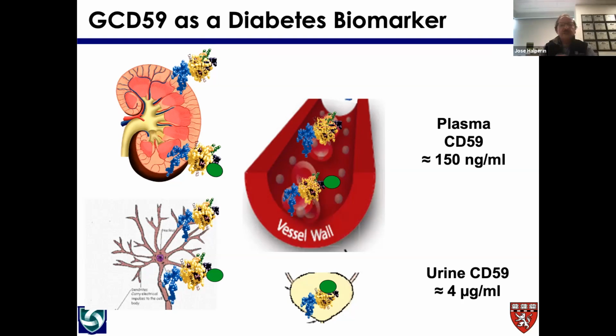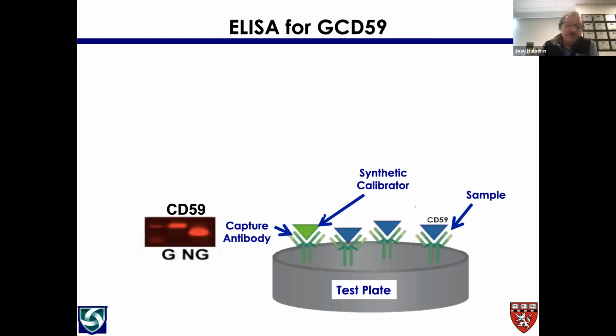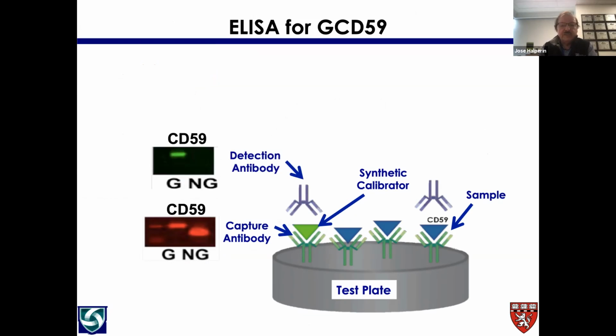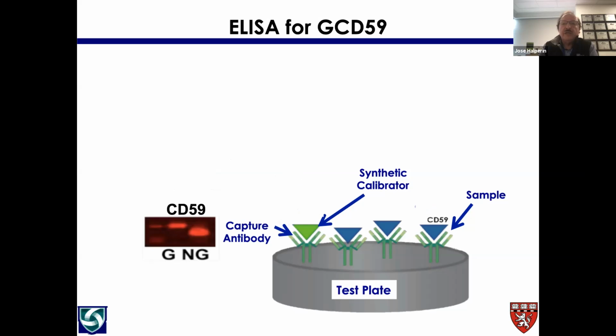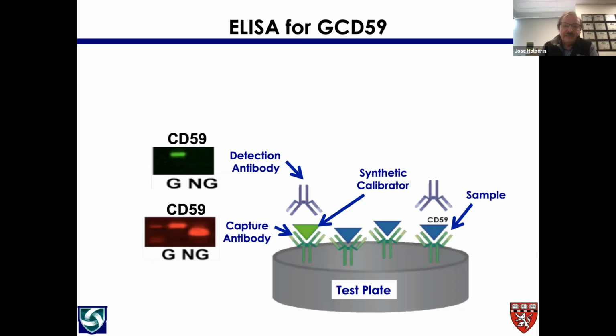So over the years, we were able to develop antibodies against CD59 that allow us to develop an ELISA method to measure, with high specificity and sensitivity, glycated human CD59. A capture antibody, as you can see, captures all CD59 in the sample, and a detection antibody only recognizes the glycated form of CD59. We also were able to generate a synthetic calibrator to run thousands of samples, and this was also published years ago.